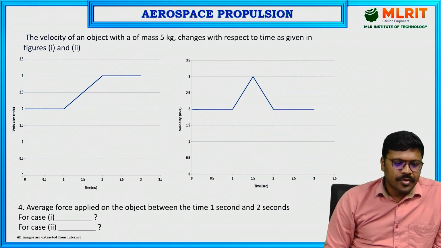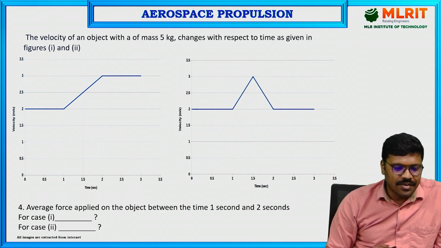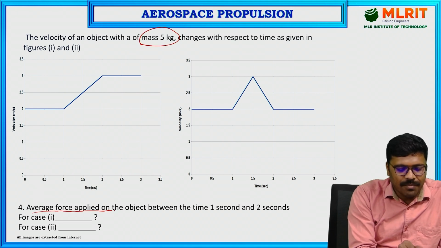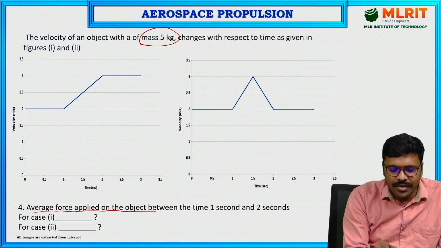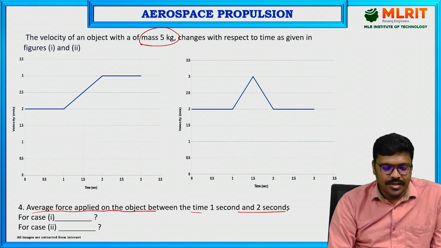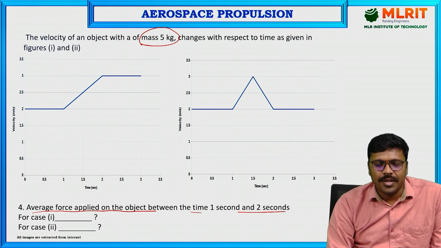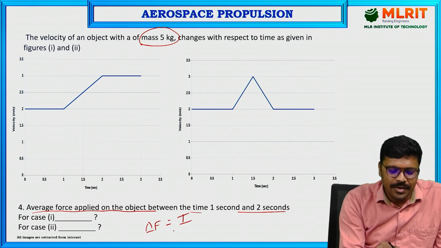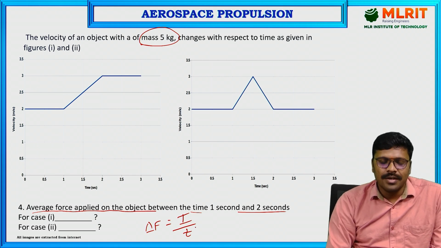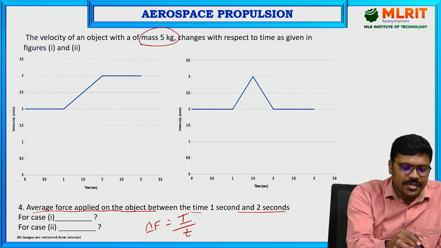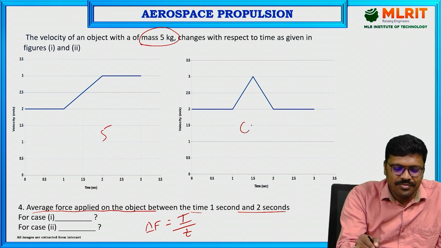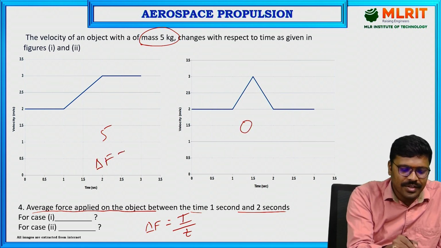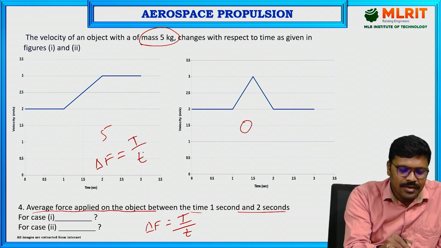Next problem. Here he is giving the same graphs, I think. The mass of the body is also 5 kg. What is he asking? The average force applied on the object between time 1 and 2 seconds. So you know the average force, delta F, is equal to impulse per time. We have already calculated the impulse: 5 for the first case and 0 for the second case.